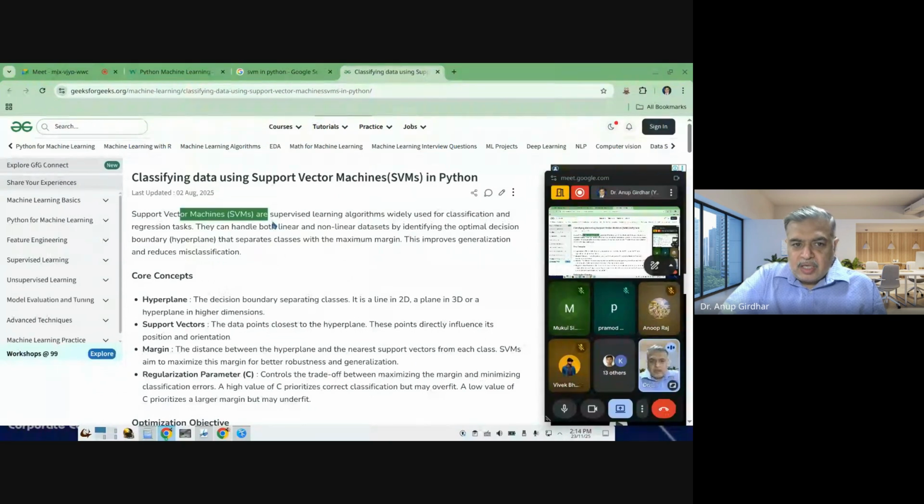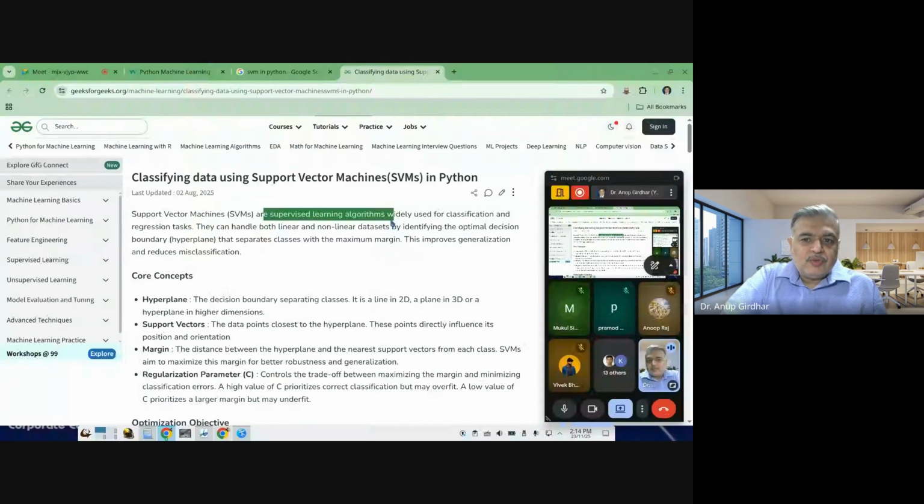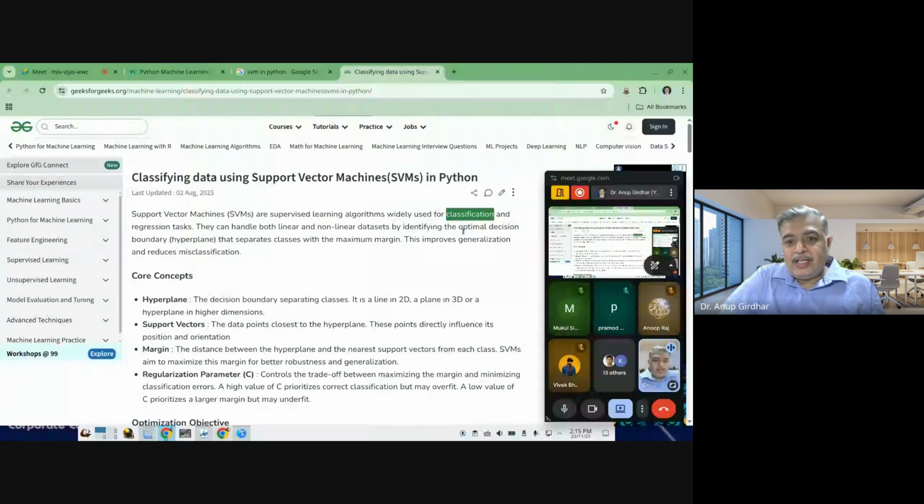Right. So what is SVM now? It is a supervised learning algorithm. That is again under supervised because we are in classification. If it is unsupervised, then it is not called classification. It is generally called clustering. So we are trying to create different clusters instead of classifying, right? So there you have the options of supervised learning for classification and regression tasks.